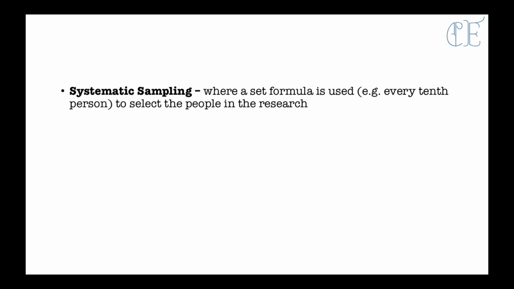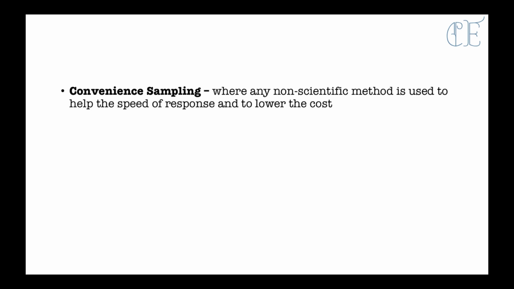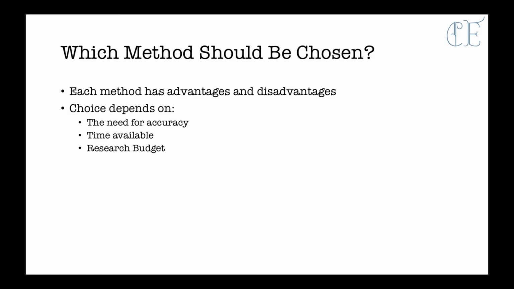Systematic sampling is where a formula is used. So, for example, nice and easy, every 10th person is chosen, okay, to select the people in the research. All right, so convenience sampling, that's where any non-scientific method is used to help the speed of response and to lower the cost. So that could be anything. You could choose what that is.